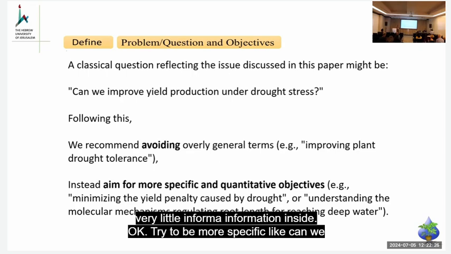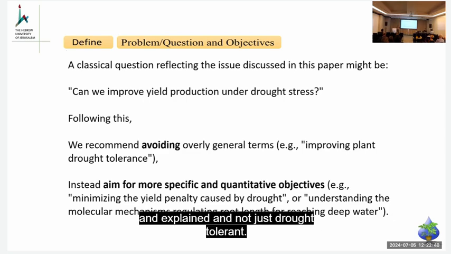Try to be more specific, or try to be more quantitative, like, can we improve photosynthesis or root length to reach deeper water? Something that could really be measured and explained, and not just drought tolerant.